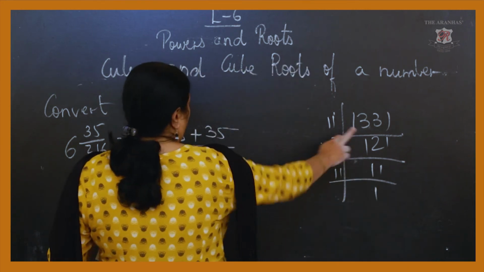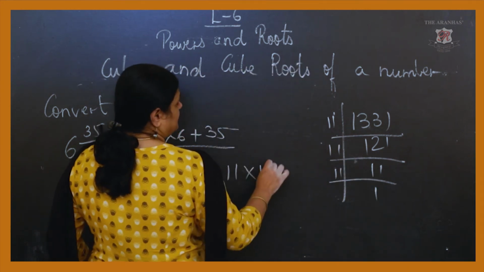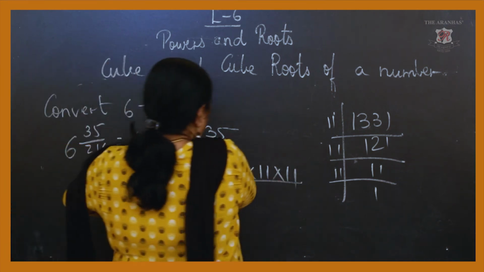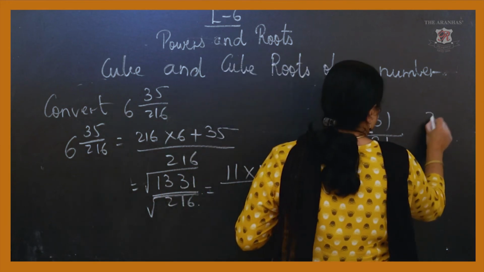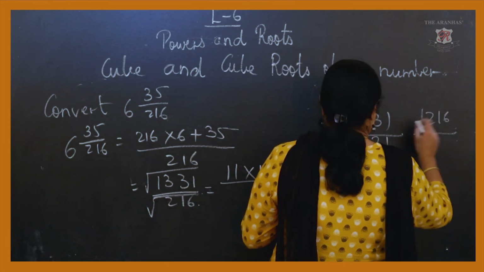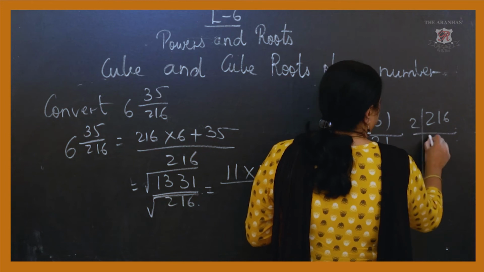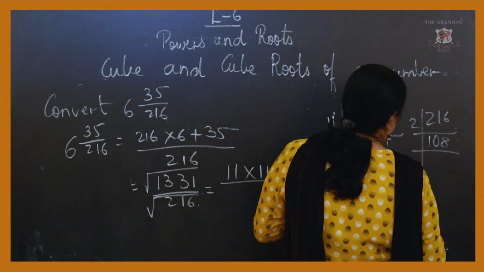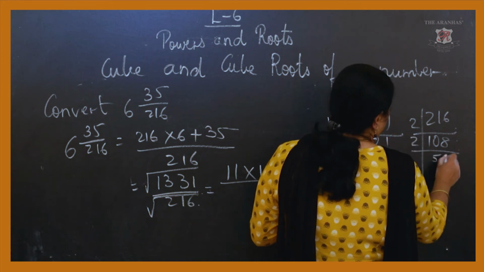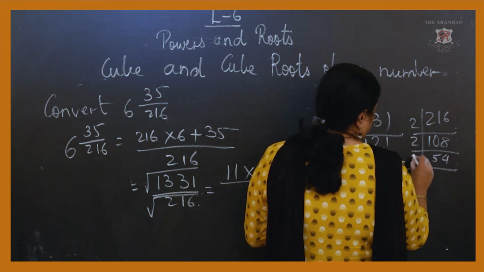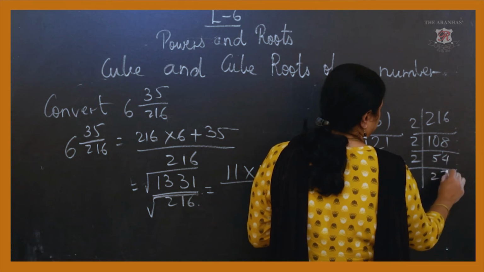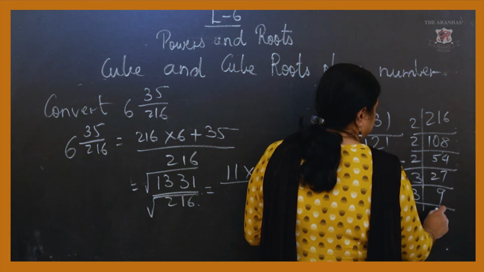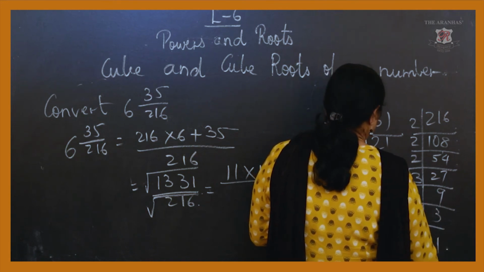So here for 1331 it will be 11 into 11 into 11, whereas for 216, you will be taking 2 ones are 2, 2 eights are 16. Then 2 fives are 10, 2 fours are 8, 2 twos are 4, 2 sevens are 14, 3 nines are 27, 3 threes are 9, and 3 ones are 3.